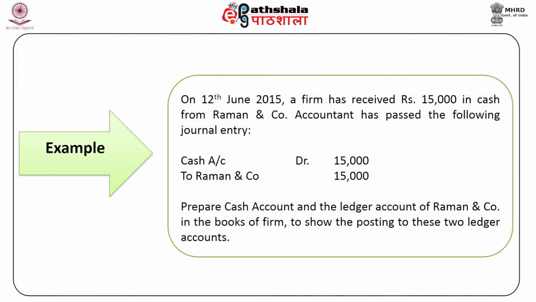Example 6.1. On 12 June 2015, a firm has received rupees 15,000 in cash from Raman and Company. The accountant has passed the following journal entry: Cash account debited 15,000, to the credit of Raman and Company 15,000. Prepare the cash account and the ledger account of Raman and Company in the books of the firm to show the posting of these two ledger accounts.